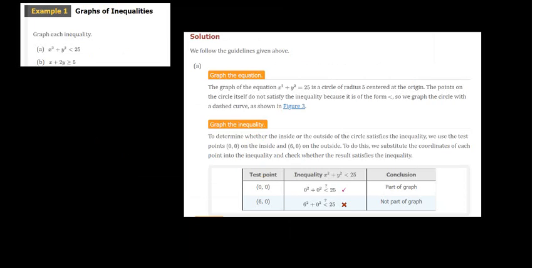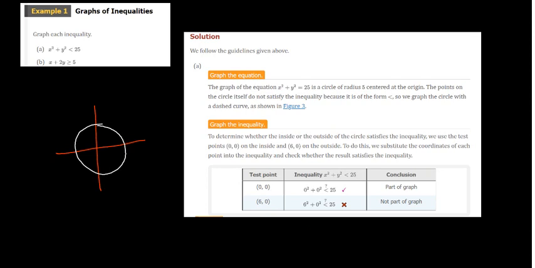When we talk about these test points, we're going to pick a point inside the circle. So we're going to essentially have something like this, and here's our circle. We're going to pick a point inside the circle and a point outside the circle. Whichever of those points, when we plug them into our inequality, comes out true, that's the side that we shade. So let's look down here now at the test points.